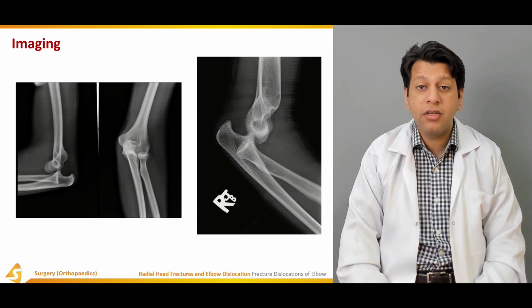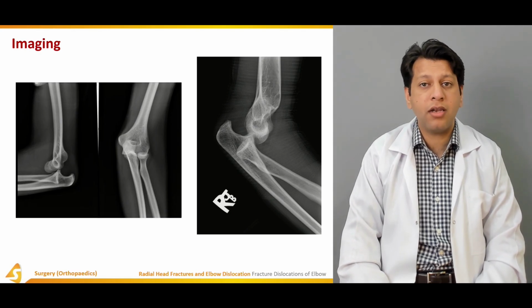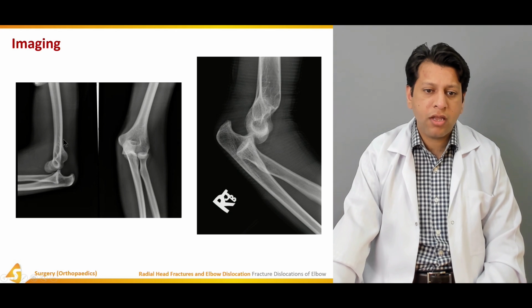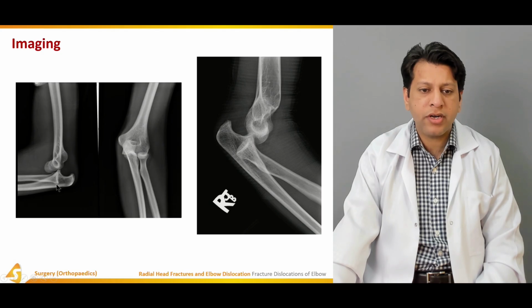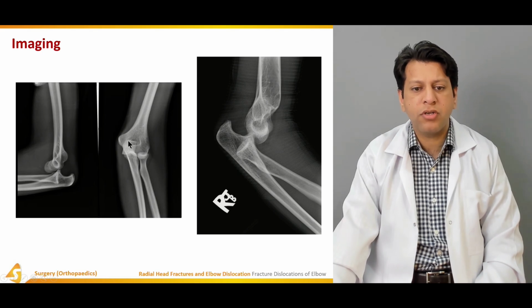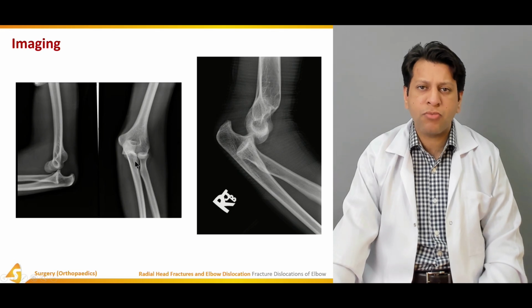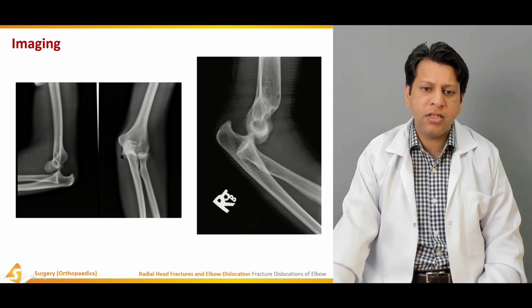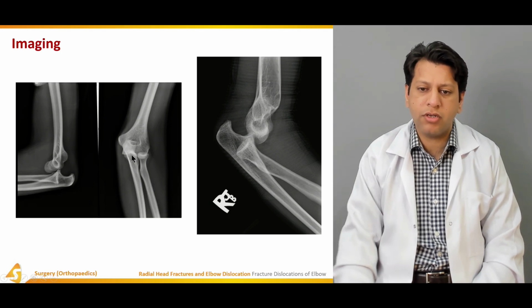This is the imaging. The first and foremost is always the x-ray, and we have to get AP and lateral views of the elbow joint. This is showing the lateral view. If you see, there is a definite dislocation, and probably the posterior fat pad sign is positive as well, so we may be having an occult radial head or coronoid fracture. This is how the AP looks, and if you see this overlap of the humerus over the ulna, there is probably a posterior dislocation, and this is the medial side. This is probably a posteromedial dislocation as well.